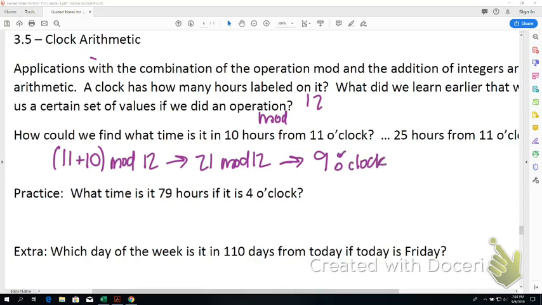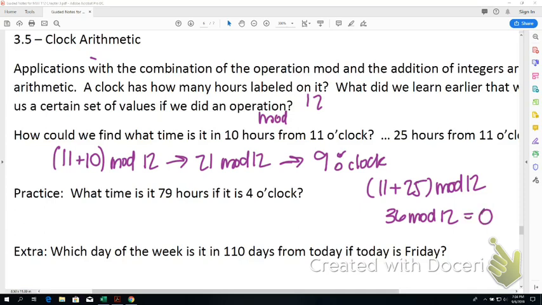Okay. And then the second part says, what about if we're 25 hours from 11? So take a moment. What would you add to 11 if you want to be 25 hours from it? You want to add 25. So for this one, it'd be 11 plus 25 mod 12. And you want to think, what's 11 plus 25? This would be 36 mod 12. And this would give you actually 0.